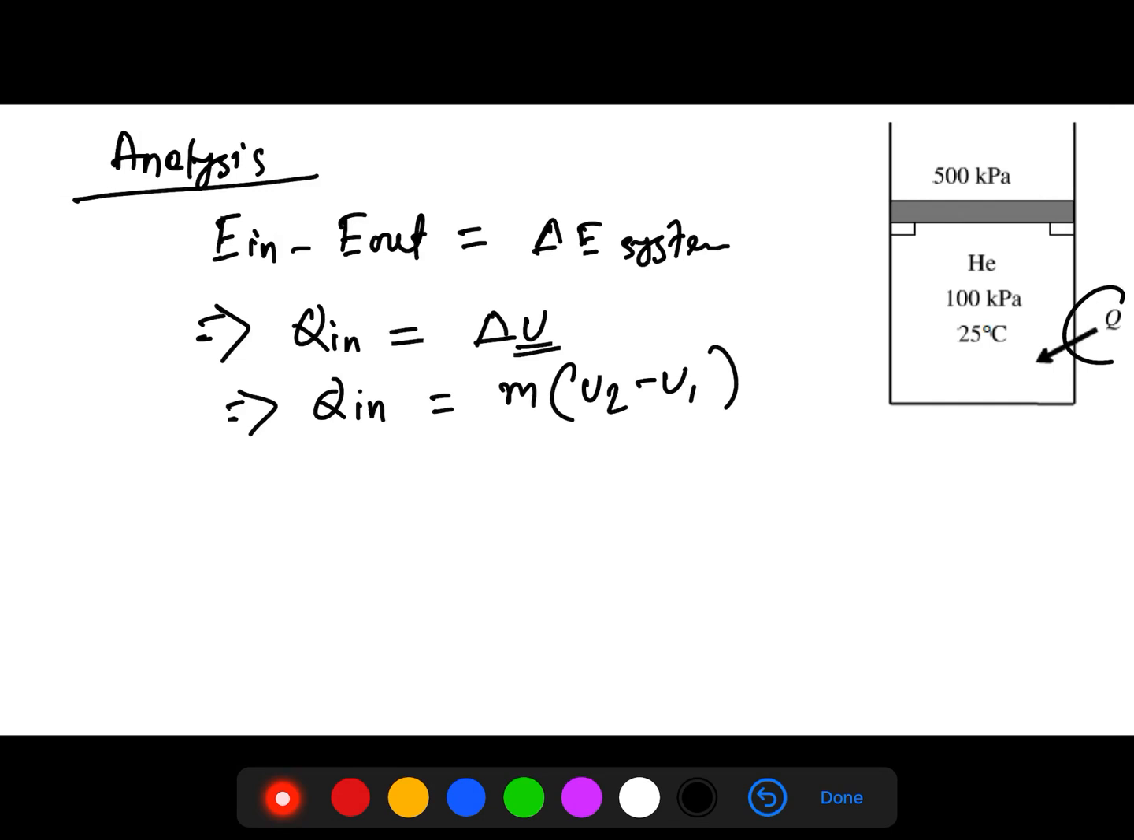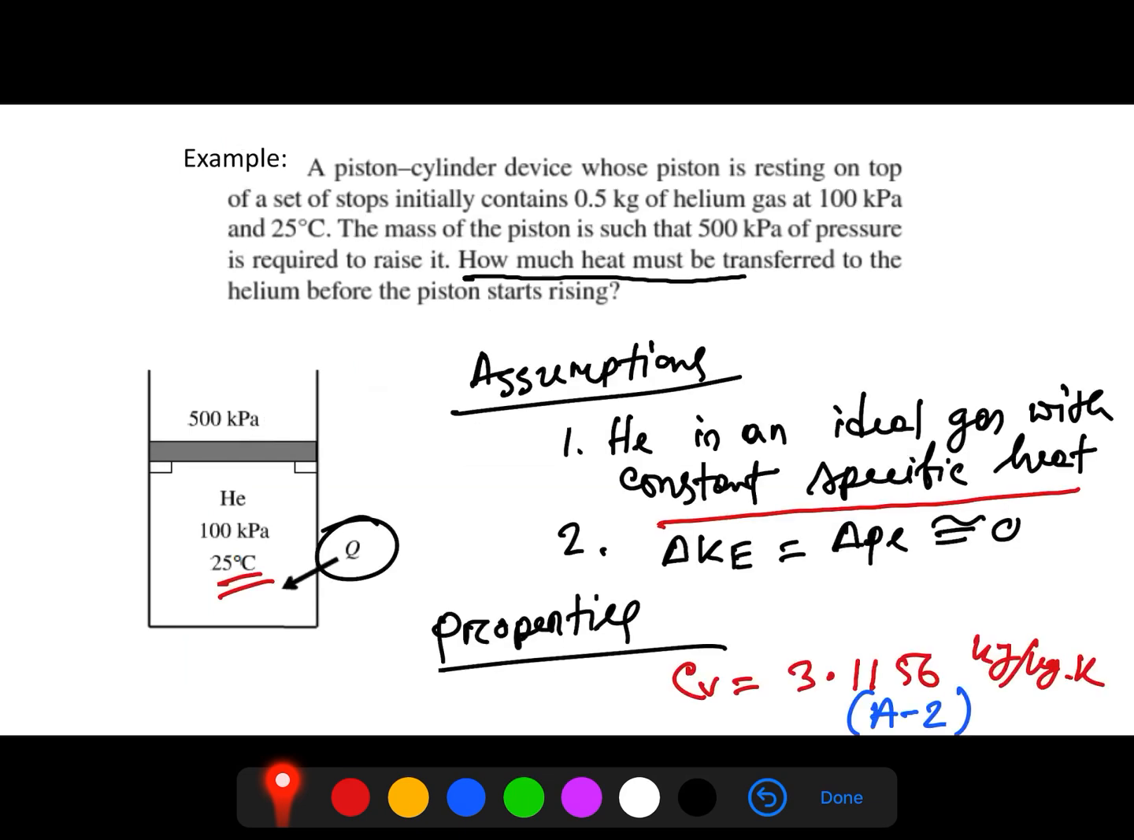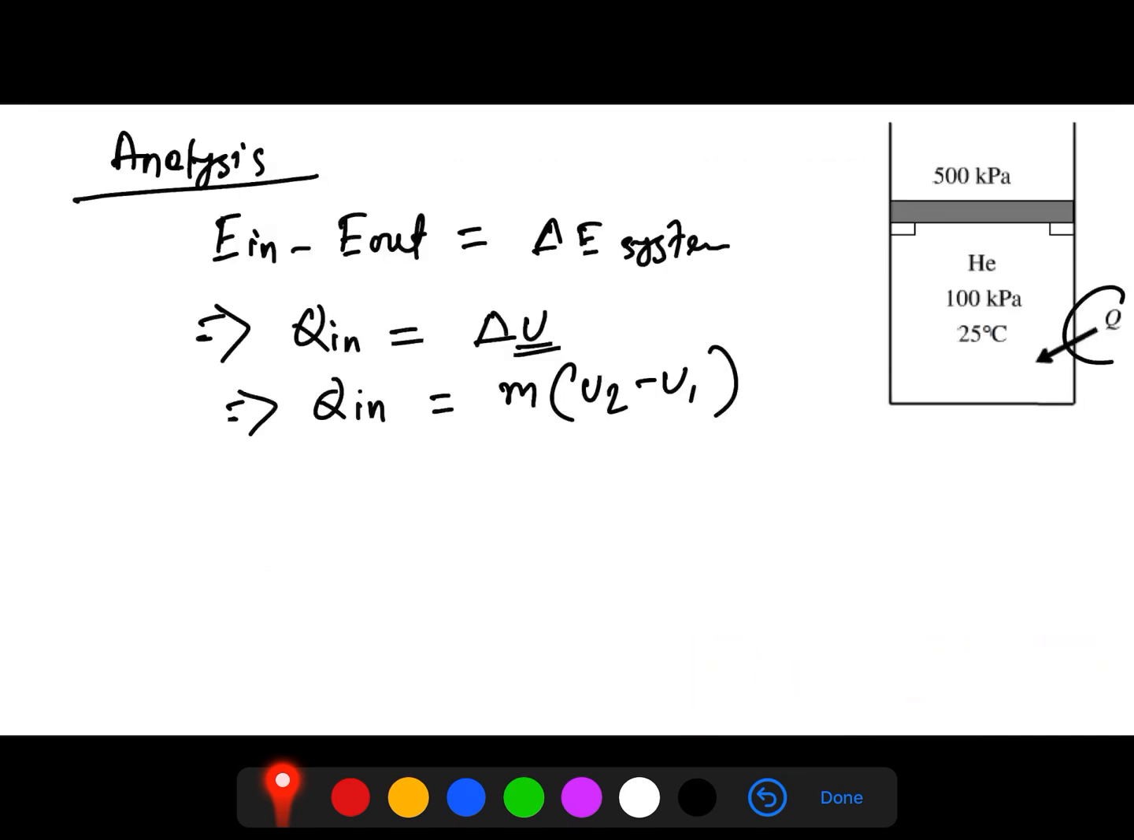The final internal energy minus the initial internal energy, U2 minus U1. But here, if you see clearly, we do not know the initial internal energy and the final internal energy. But what do we know, guys? We know the temperature, and our assumption was, look here, it is an ideal gas with constant specific heat. So we know the CV. So we can easily write down this expression in different ways.